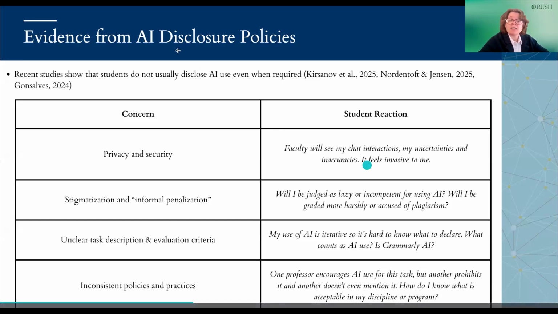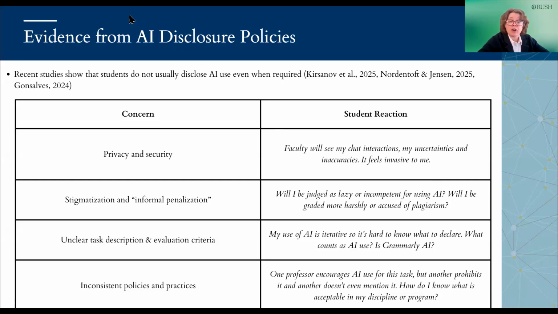Lastly, inconsistent policies and procedures. And this is something that may be out of our control to a degree. With many faculty and programs adopting their own policies, it can be difficult for students to know if and how they should disclose AI use when there are varying expectations across, say, their coursework or a college or university. A student could have any number of these reactions that you see here on the right.